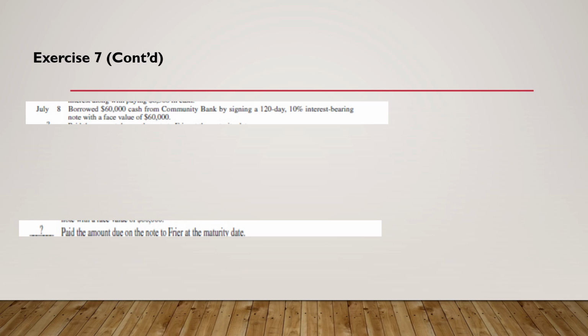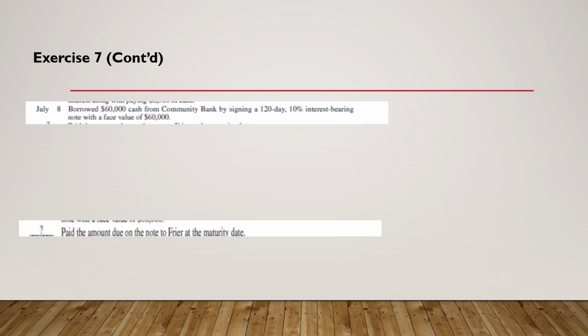Okay, on July 8th, the company borrowed $60,000 cash from Community Bank by signing a 120-day 10% interest-bearing note with a face value of $60,000. So here, a loan of $60,000 is taken from this bank, and the duration of the loan or the note is 120 days, and it is an interest-bearing note at 10%. And the face value is $60,000.